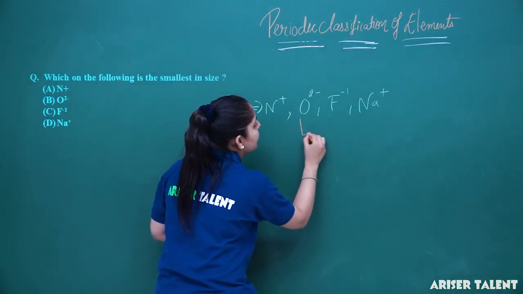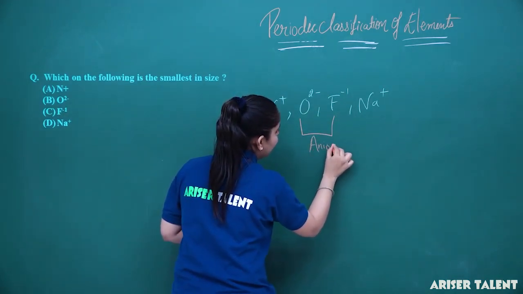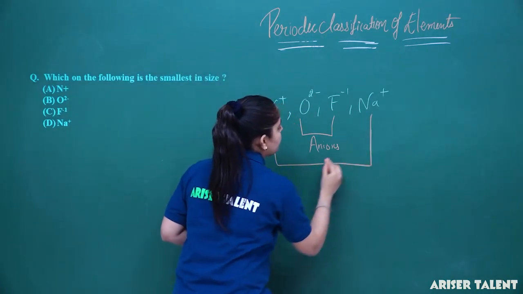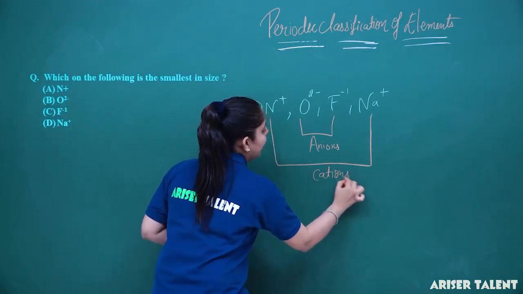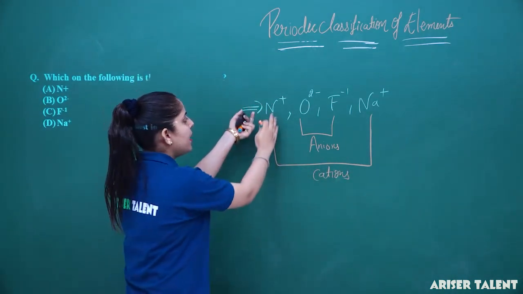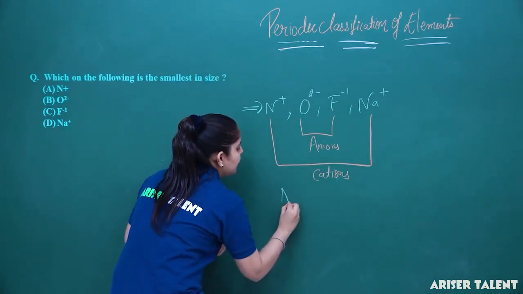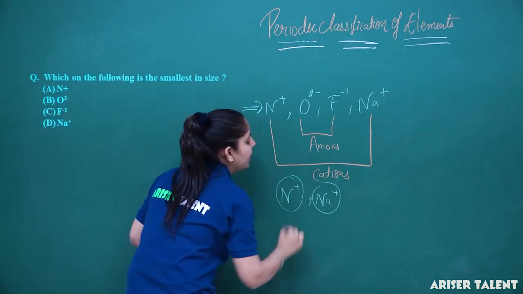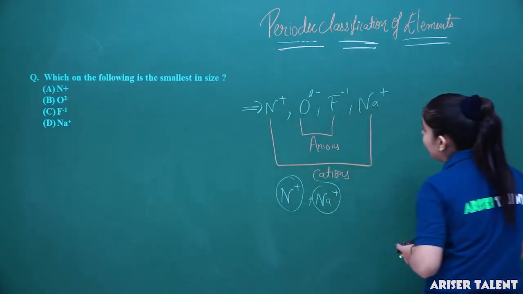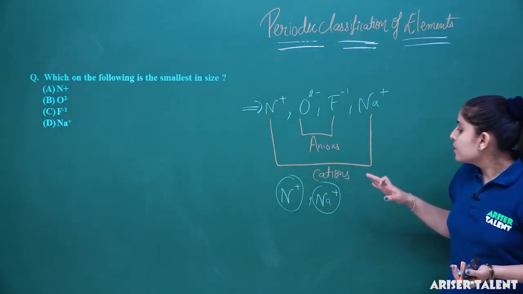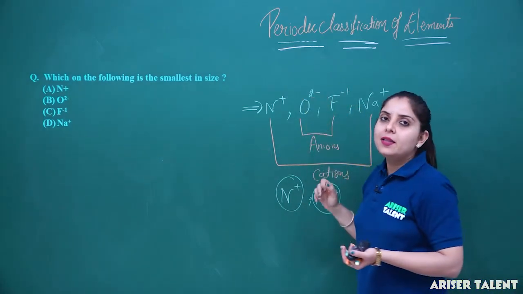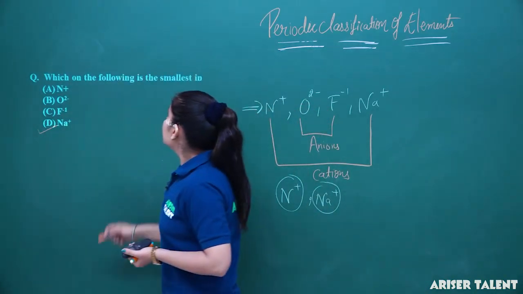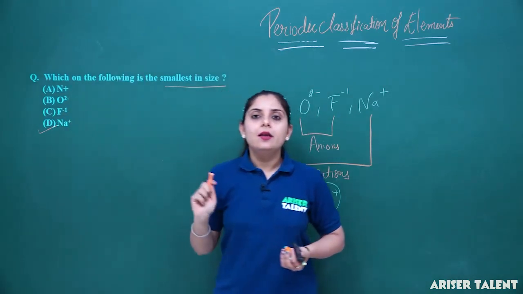You can easily see that these are anions. Why are these anions? Because they have the negative charge on them. Now these two are cations. So we are provided with two options only now, N plus and Na plus. Among these two options, we have to analyze the smallest size. As we are moving from left to right in the periodic table, size decreases. So the correct option here will be sodium positive. So the smallest size will be of Na positive.